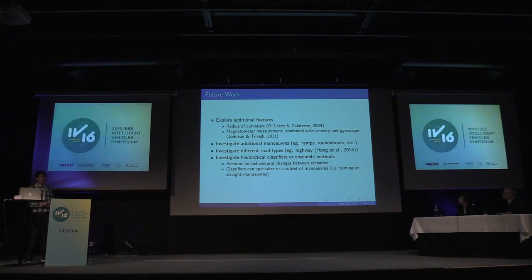So there are a few directions for our future work. The first of which is we want to explore additional features such as radius of curvature, using the magnetometer sensor. Next, we also want to investigate additional maneuvers. As mentioned before, we only analyzed 5 of them. However, some potential ones that we could look into are highway ramps or ramps in general, and roundabouts, which are quite common in European countries and a bit in Canada as well, where we're from.